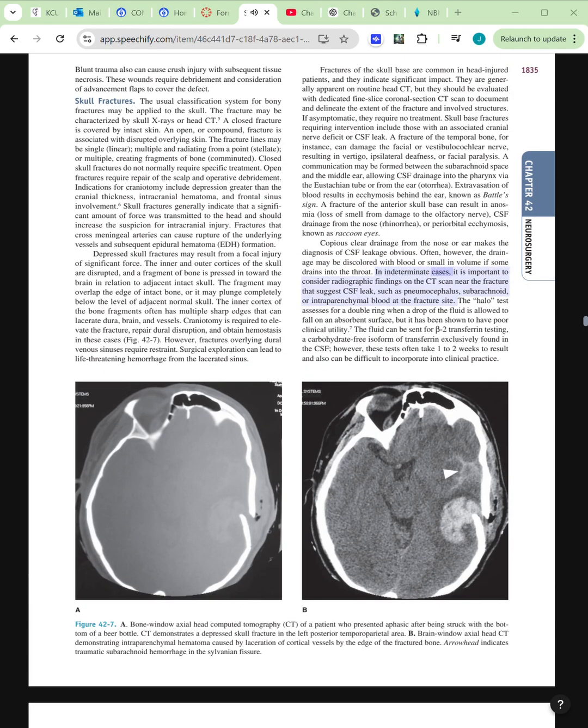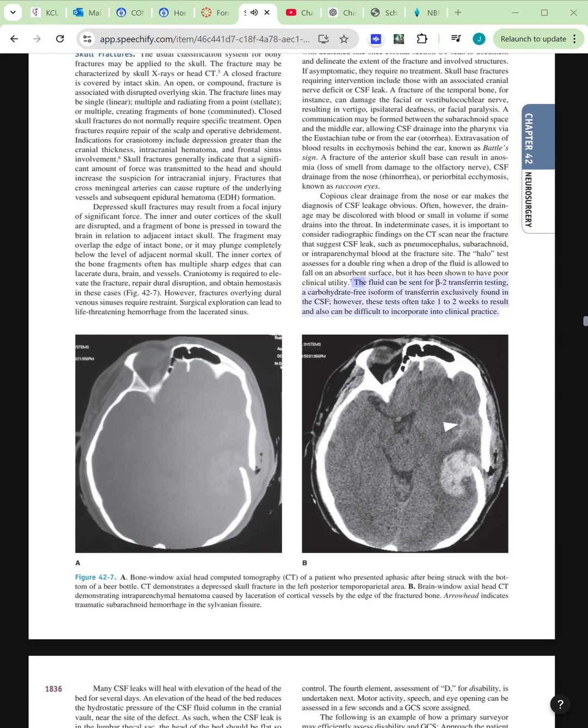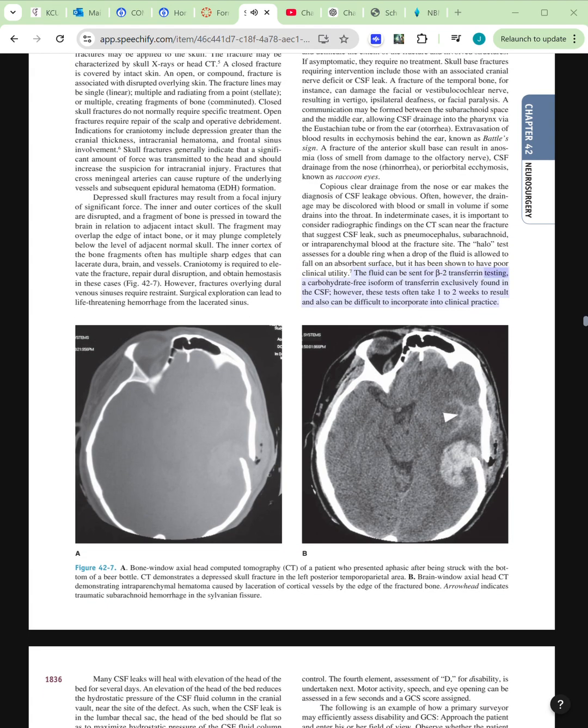In indeterminate cases, it is important to consider radiographic findings on the CT scan near the fracture that suggest CSF leak, such as pneumocephalus, subarachnoid, or intraparenchymal blood at the fracture site. The halo test assesses for a double ring when a drop of the fluid is allowed to fall on an absorbent surface, but it has been shown to have poor clinical utility. The fluid can be sent for beta-2 transferrin testing, a carbohydrate-free isoform of transferrin exclusively found in the CSF. However, these tests often take 1 to 2 weeks to result and also can be difficult to incorporate into clinical practice.